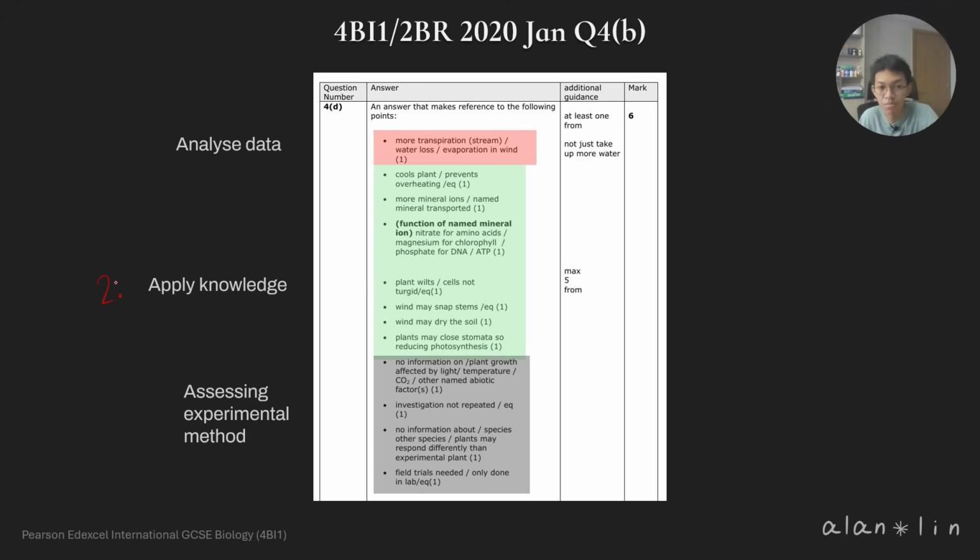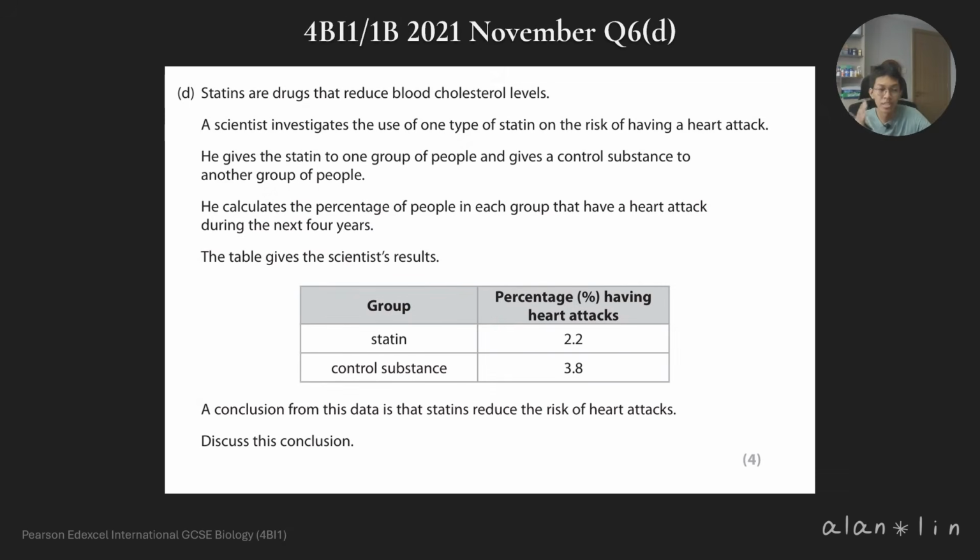The reason we skip step 2 sometimes is because in some questions, we can't apply our biological knowledge, because we don't have that biological knowledge within the specification. And that's the kind of question that scares most students, because they don't know how to explain these questions. And the answer to that is you don't explain those questions. You just analyze the data and you assess the experimental method. So you go straight from 1 to 3.